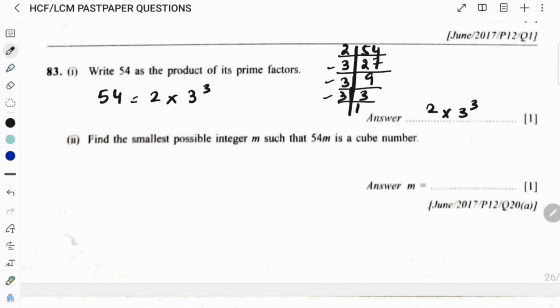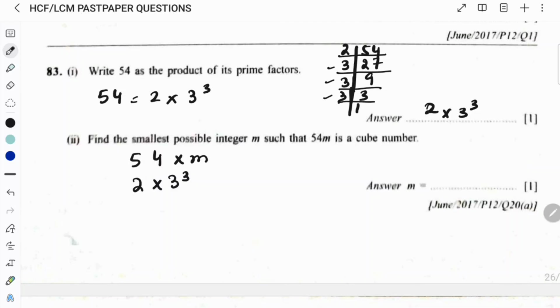So this type of question, in part B: find the smallest possible integer m such that 54m is a cube number. Square numbers, cube numbers, you are doing it in the other parts as well. So we are multiplying 54 by such a number that the whole number will become a cube number. So 54 times m. So 54 is 2 times 3 cube.